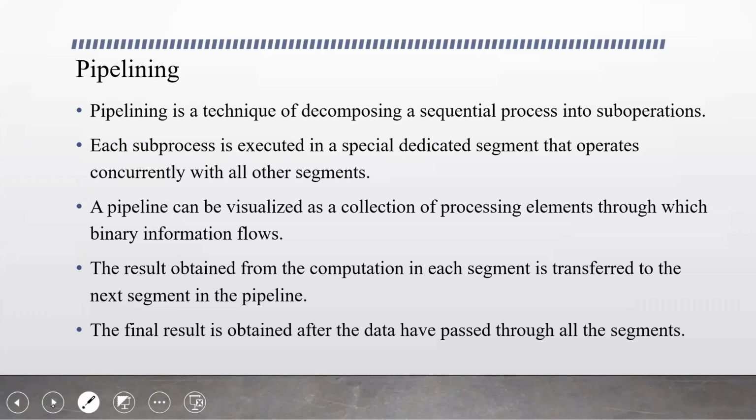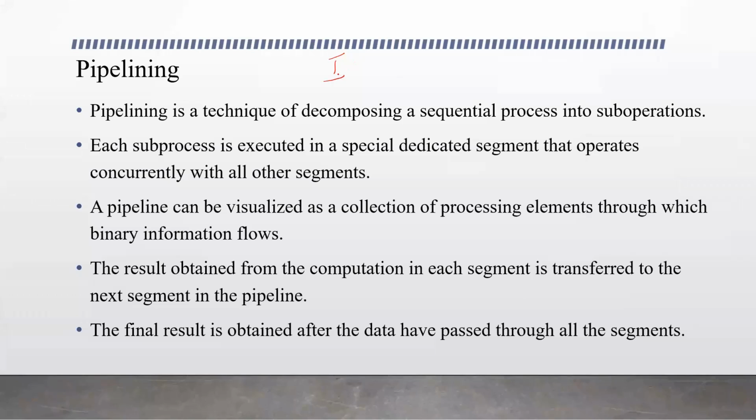Pipelining is a technique of decomposing a sequential process into sub-operations. Each sub-process is executed in a special dedicated segment that operates concurrently with all other segments. The operations are divided into sub-operations, and the sub-operations are executed in different segments. Let's say we have a task or a process that needs to be completed. It is divided into different small operations so that parallel processing can be achieved and this task can be completed faster.